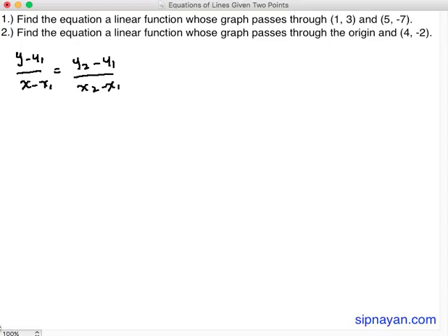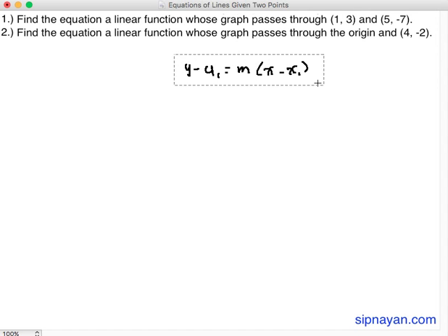In this video, gagamit tayo ng panibagong formula. Ang gagamitin natin is y minus y sub 1 is equal to m times quantity x minus x sub 1, where m is the slope of the line. So, gagamitin natin yan.